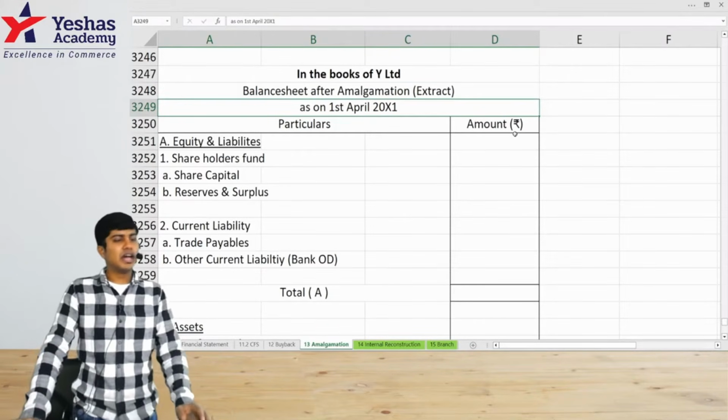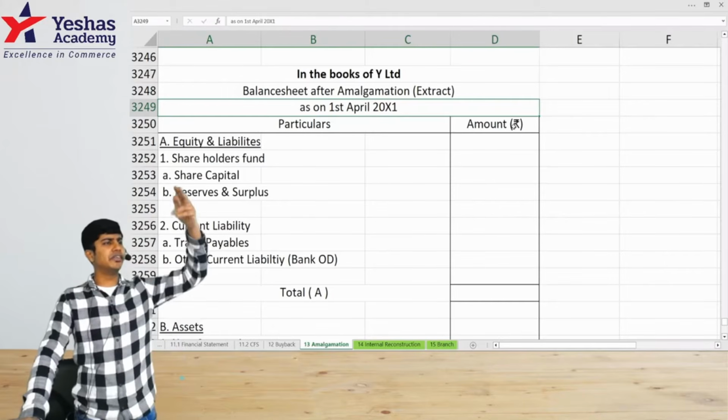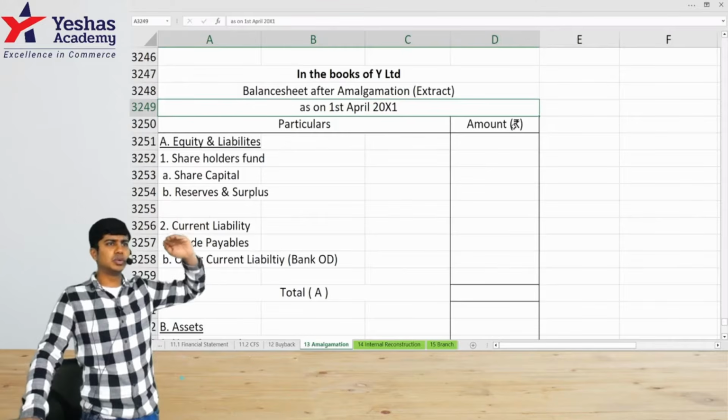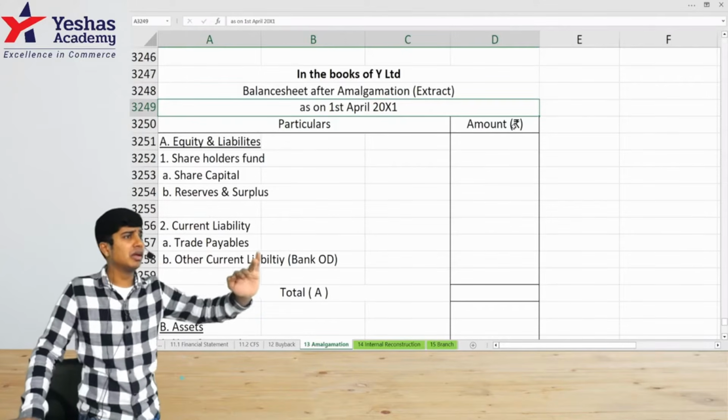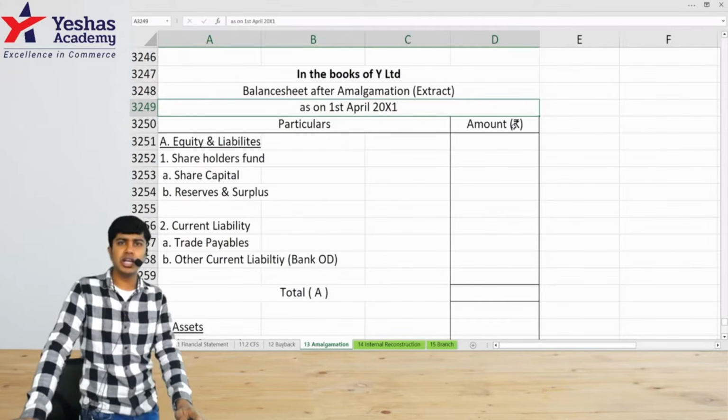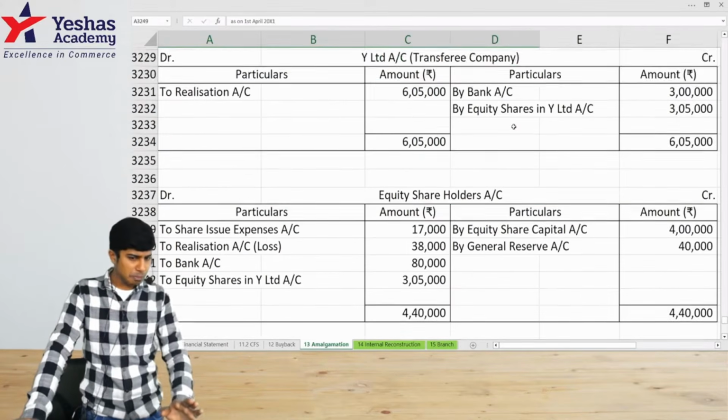Say something. I'm not writing journal entries: business purchase to liquidator, asset to liability to business purchase, liquidator to share capital, to cash, to security premium, and then DRUM. I'm not writing entries. Straight away I'll prepare balance sheet because they've asked only balance sheet. See this PC computation.